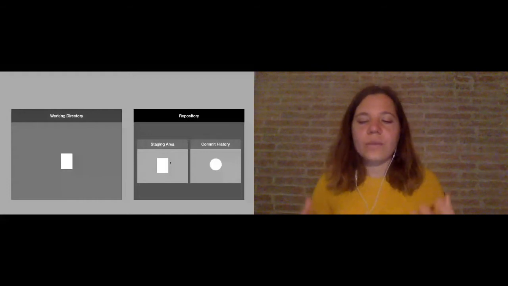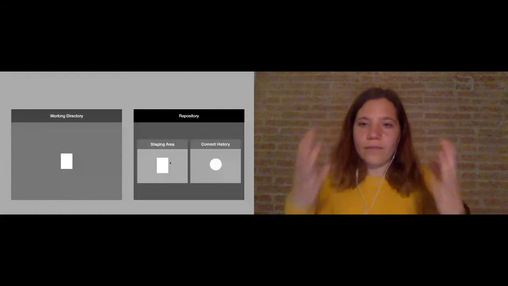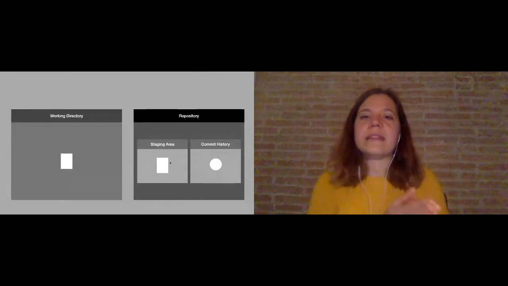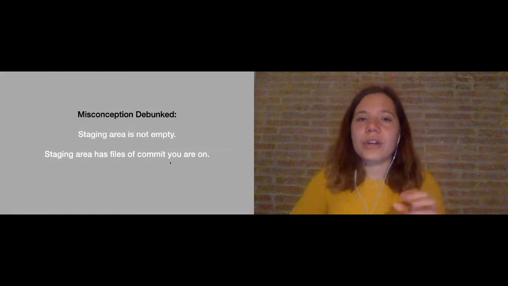Whenever you're working on a project, you're looking at a particular version of your project, right? So at any point in time, you are on a commit. You're looking at a version of your project. And it's basically all the files that are part of that commit that will be in the staging area. So the staging area is not empty. The staging area has all the files of the commit that you're currently on.